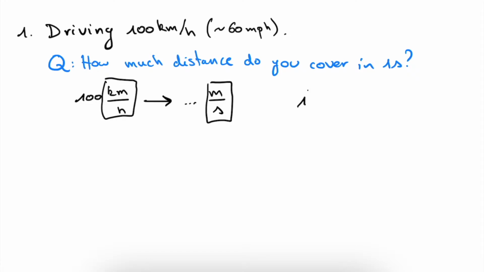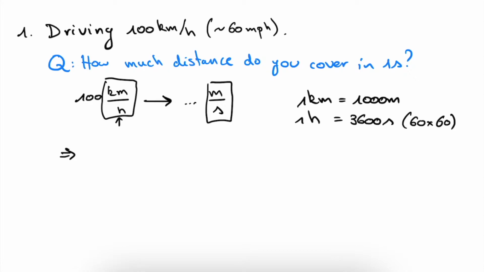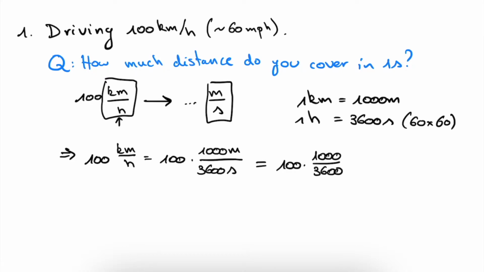To do this, we know that 1 kilometer is just 1,000 meters. And we know that 1 hour is 3,600 seconds. Basically, it's 60 minutes times 60 seconds in a minute. What we can do here now is simply fill this in this unit itself. So we have 100 kilometers per hour is equal to 100 times 1 kilometer is 1,000 meters divided by 1 hour is 3,600 seconds. So what we see here is that we have 100 times 1,000 divided by 3,600 meters per second. And we actually already have our result because we see that we have converted kilometers per hour to meters per second. And this is the conversion factor.